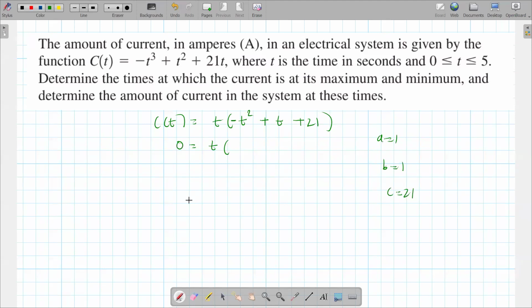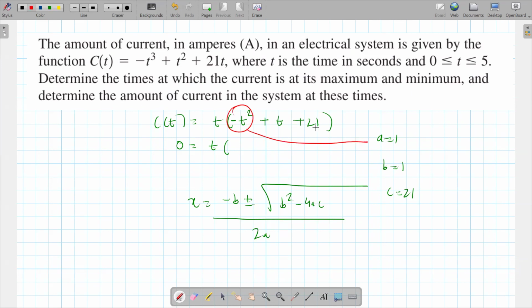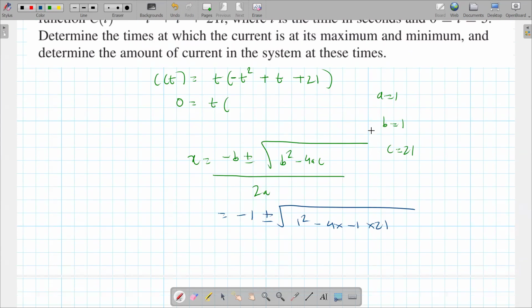This is what the quadratic formula says. Your x-intercept is negative b plus minus the square root of b squared minus 4ac, all over 2a. The coefficient of this is a, the coefficient of this is b, and the y-intercept is your c value. And this formula, get used to it, you're going to be seeing this a lot. So it'll be negative 1 plus minus 1 squared minus 4 times negative 1 times 21. I'm just plugging in all the values to find my two x-intercepts.